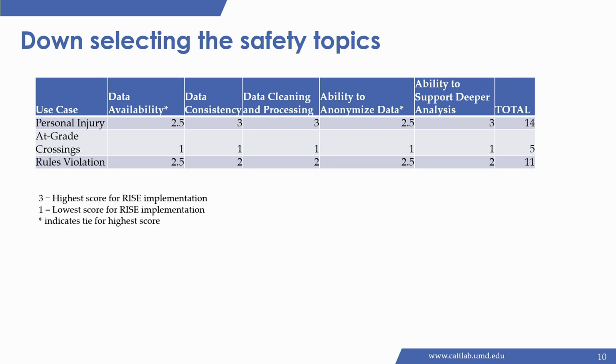And then the last one is the ability to support deeper analysis. So again, when I talked about the motivation, we've kind of flatlined when it came to some of the safety statistics. We already have all this data that we're sending to FRA, so what else can we learn from this data? That was the question and the analysis process that my team and I went through. So we ultimately decided to pursue personal injuries. We did a little bit with rules violations, but some of the stakeholders were a little bit more standoffish about that, so there was less data in that, so I'll focus on the personal injury tools that we developed.